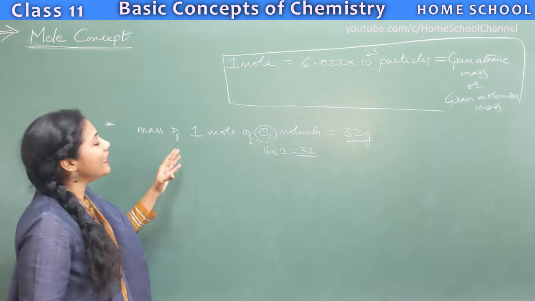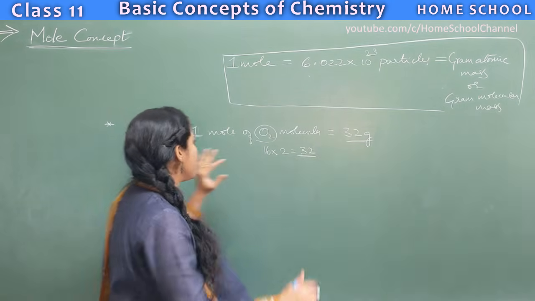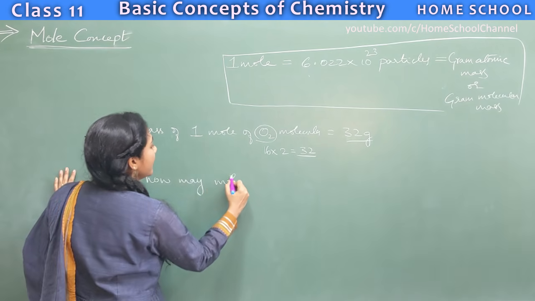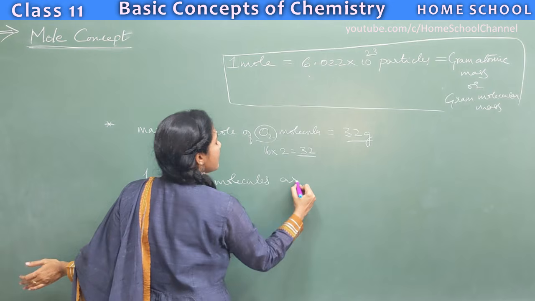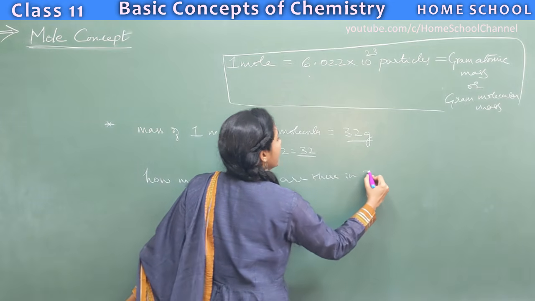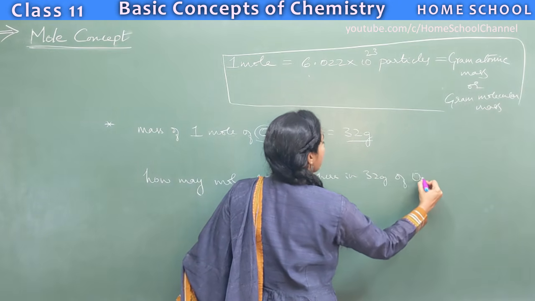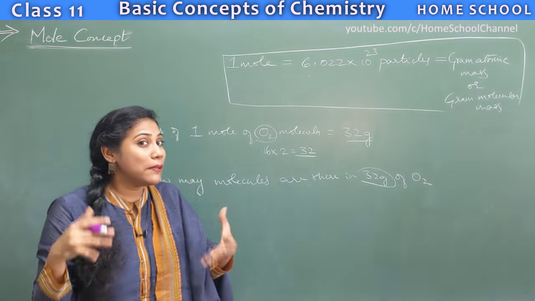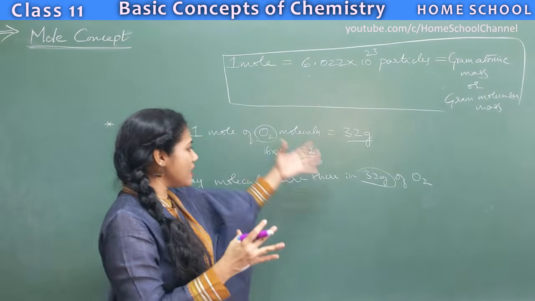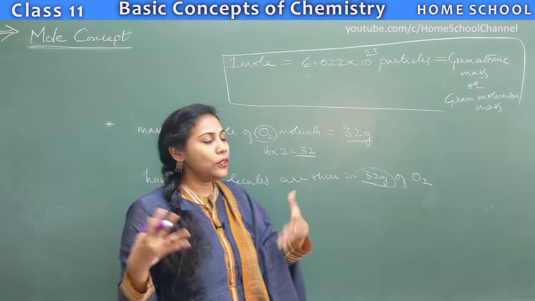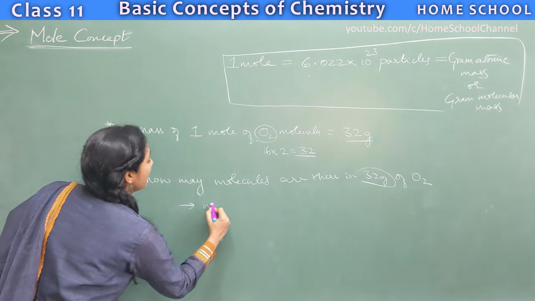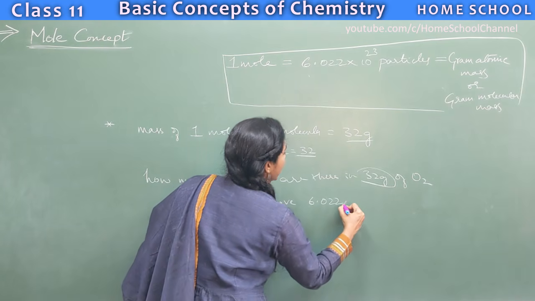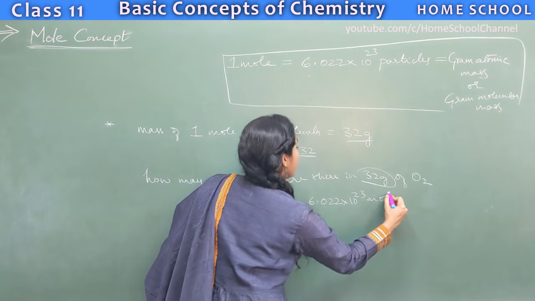Clear? So how many molecules are present in 32 grams? If I ask you the question, how many molecules are there in 32 grams of oxygen, then what is your answer? Say 32 grams will always have 1 mole, isn't it? Because the mass of 1 mole is this much. So in this 32 grams, we will have 6.022 into 10 power 23 molecules.